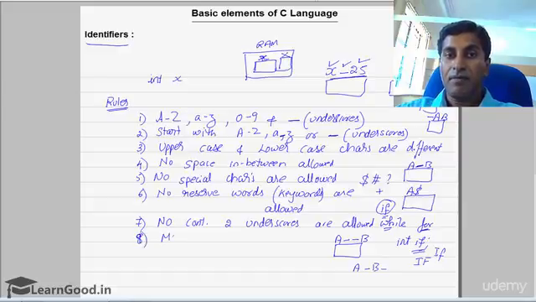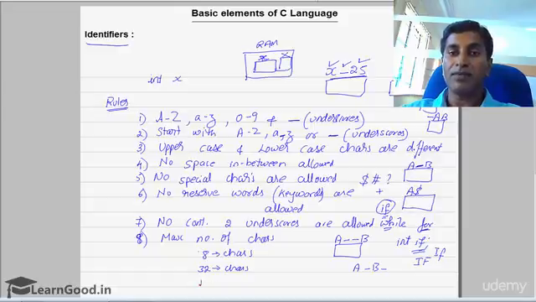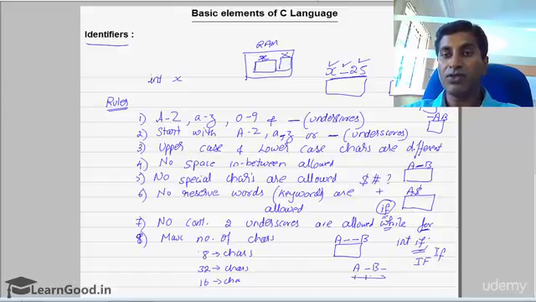Eighth one, the maximum number of characters in an identifier depends on the compiler. If you take a Turbo C compiler that is on a 16-bit OS, at most you can give only 8 characters. If you take Windows based compilers, you can give up to 32 characters. Some compilers support only 16 characters. That is the number of characters. Here in this case, you have given 1, 2, 3, 4, so 4 characters. So it depends on the compiler. It can be 8 characters, 32 characters, or 16 characters.